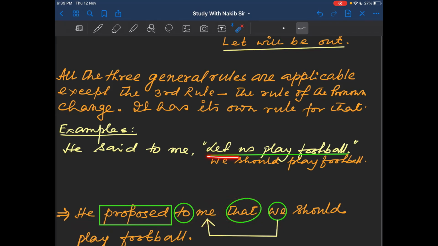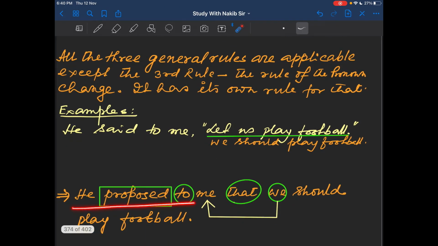Now come back to the reported speech and see what happens. Here let will be out. As soon as let is out, us will become we. And when let is out, let will leave one should after we. So when let is out, the reported speech will become we should play football. So he said to me, we should play football. Okay. Now place we should play football in the indirect narration and you will get he proposed to me that we should play football.